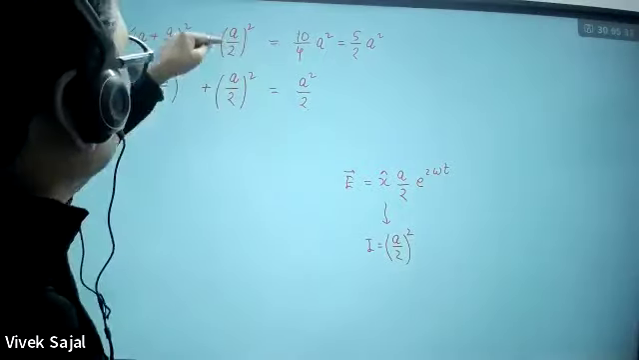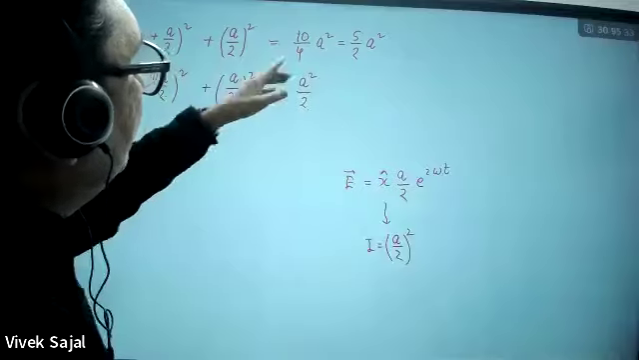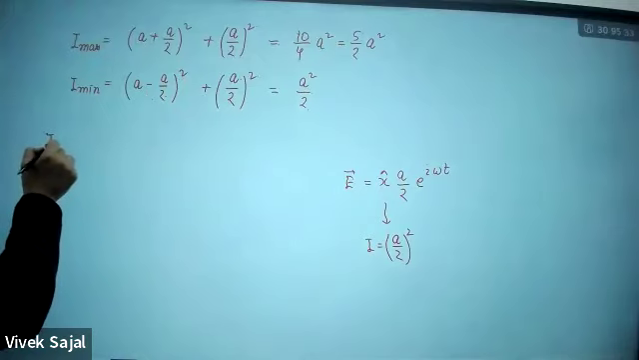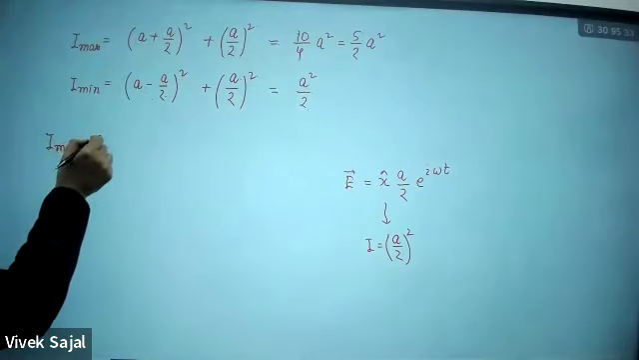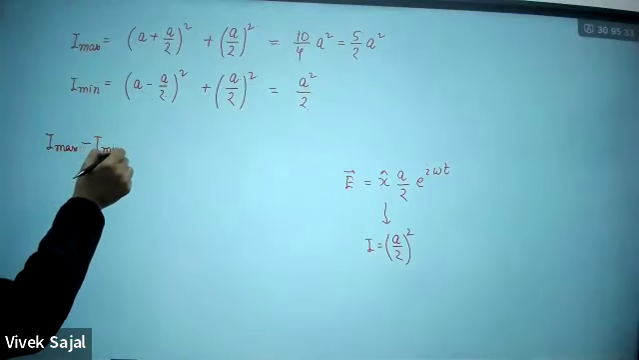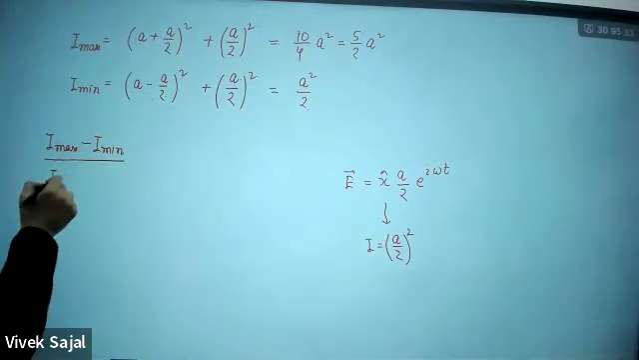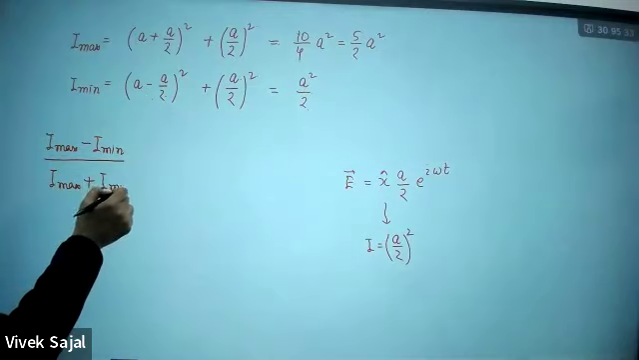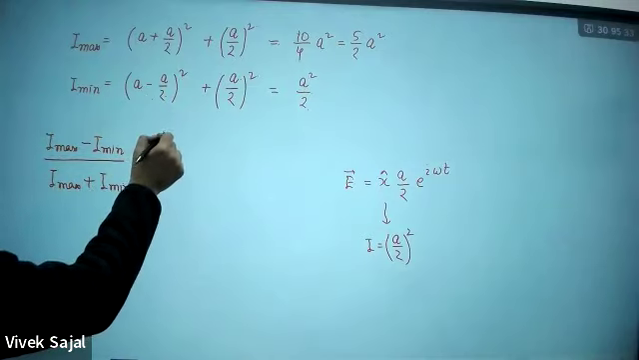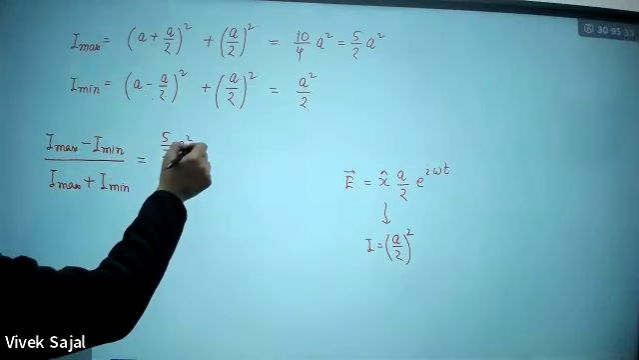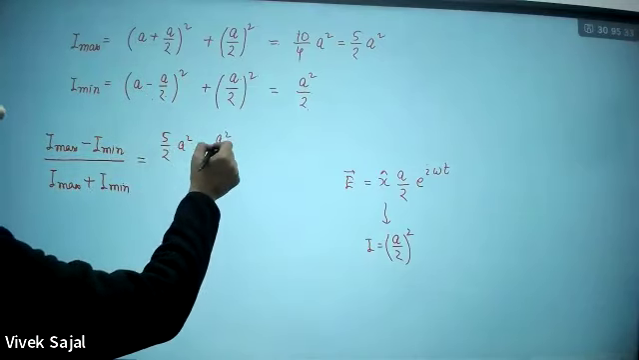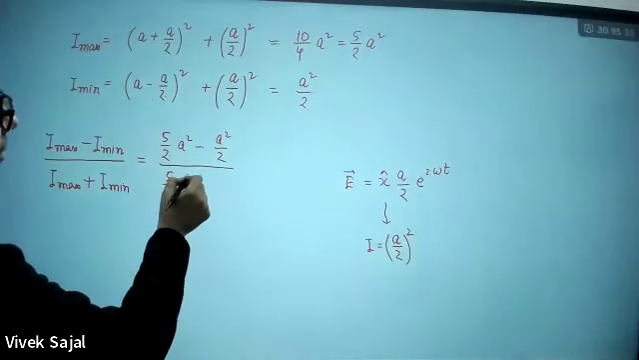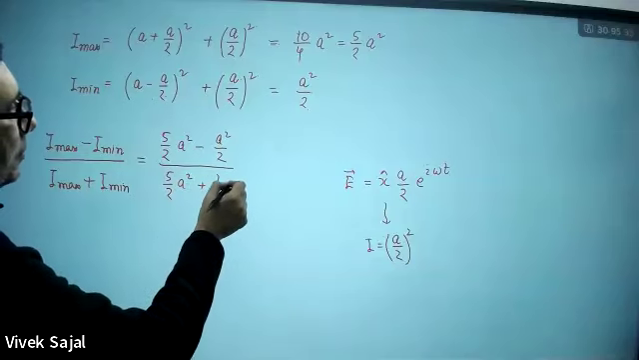So here I have added this, here I have added this, and you are getting this. This is the maximum intensity, this is the minimum intensity. So I max minus I min divided by I max plus I min. That will be 5 by 2 A square minus A square by 2, divided by 5 by 2 A square plus 1 by 2 A square.